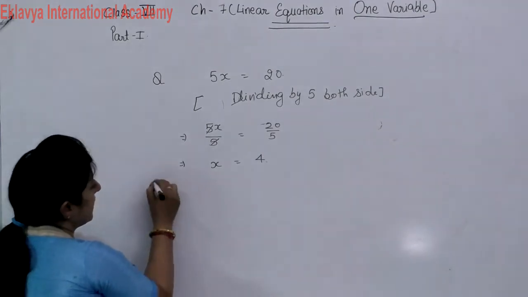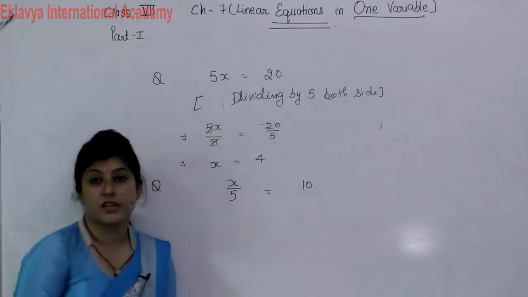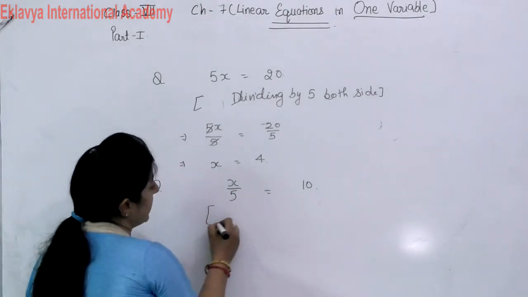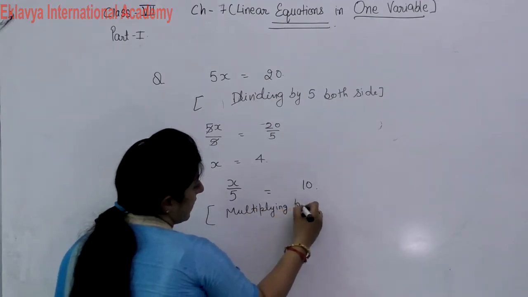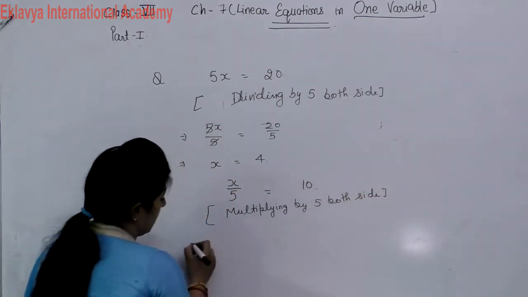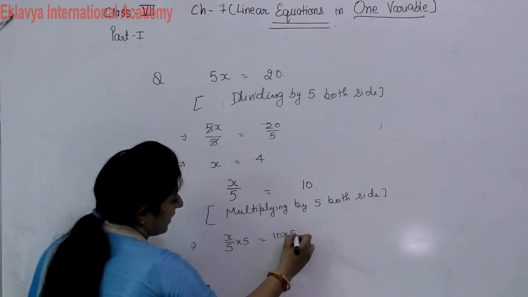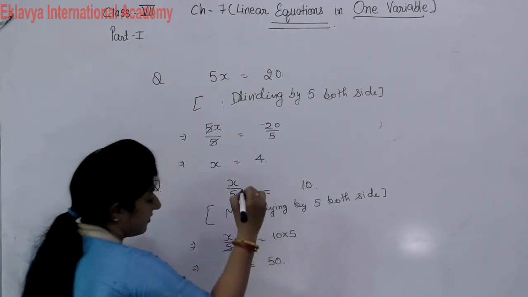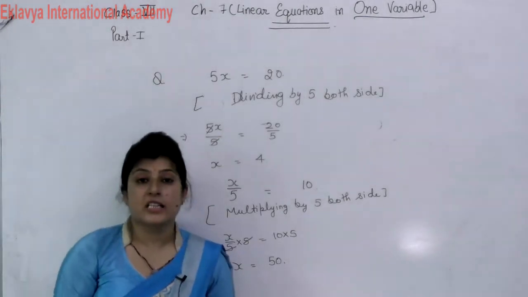Similarly, if I write x by 5 is equal to 10, now with this unknown variable, the 5 is in division. So what will we do? In division, we will multiply by 5 on both sides. Then x by 5 multiplied by 5, 10 into 5, the 5s cancel, x is equal to 10 fives are 50. So we can say our solution is x is equal to 50.